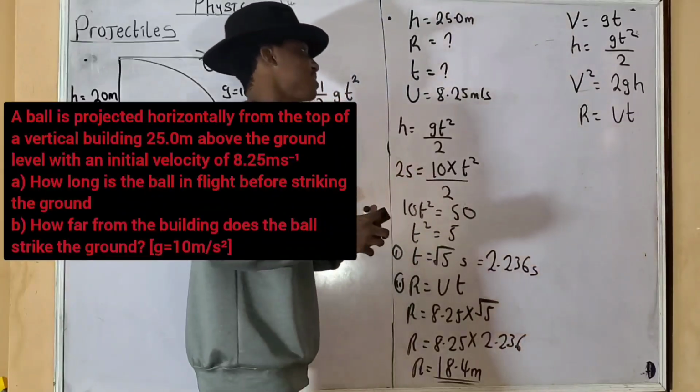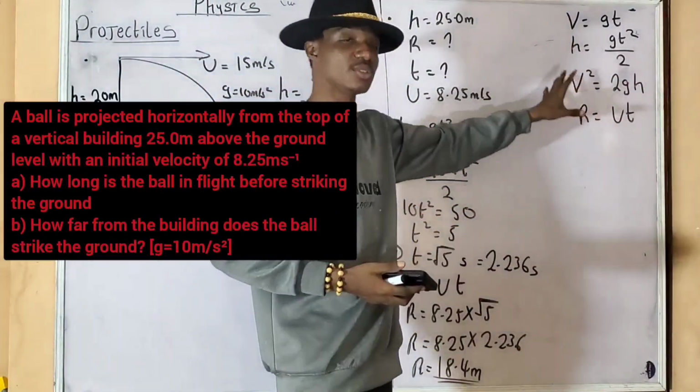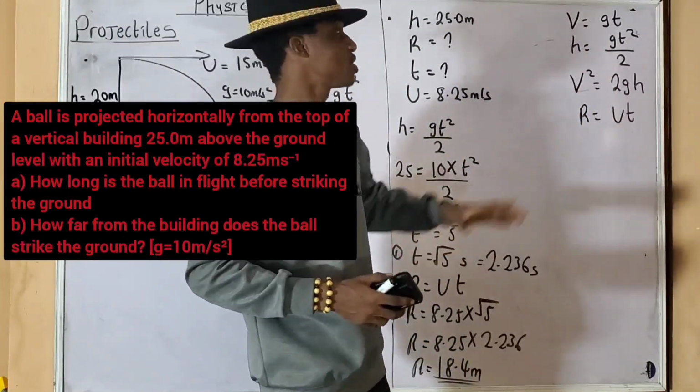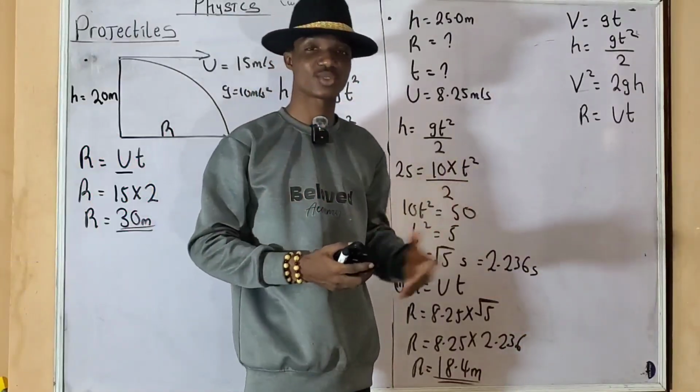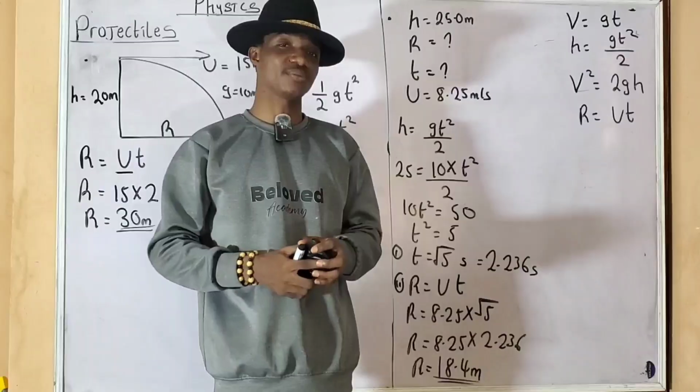So you can see that it is easier when you understand how the formulas are interwoven. You see, all these four formulas are very important, okay? So make sure you master them. And anytime you are given a question under this topic, the first step is to list all the parameters that you are given in the question.